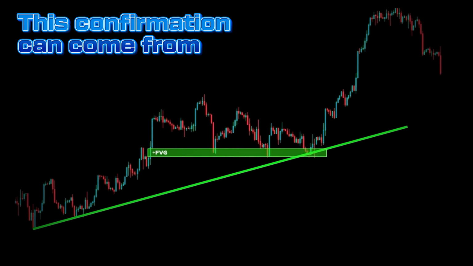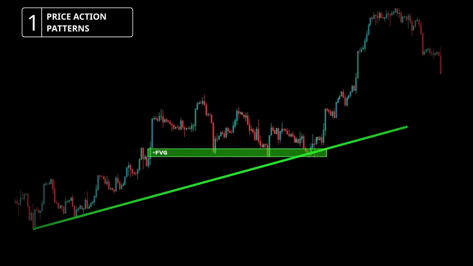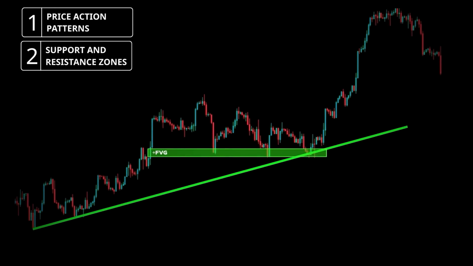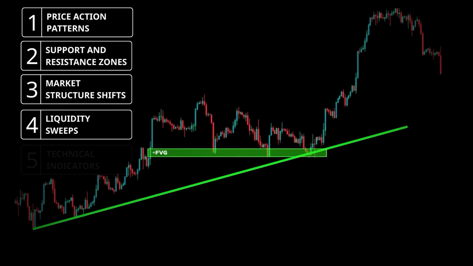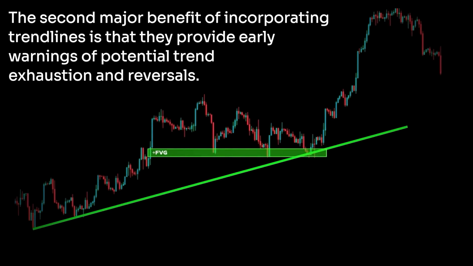This confirmation can come from 1. Price action patterns. 2. Support and resistance zones. 3. Market structure shifts. 4. Liquidity sweeps. 5. Technical indicators. The second major benefit of incorporating trend lines is that they provide early warnings of potential trend exhaustion and reversals.